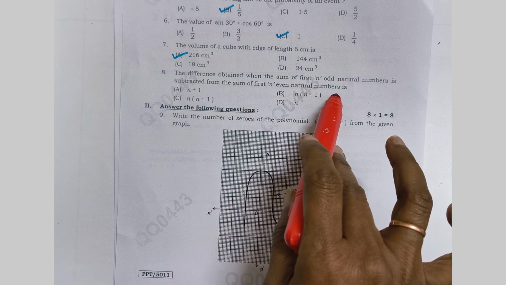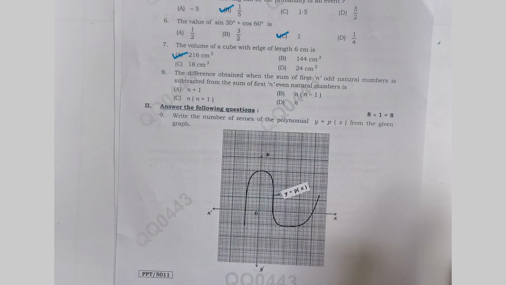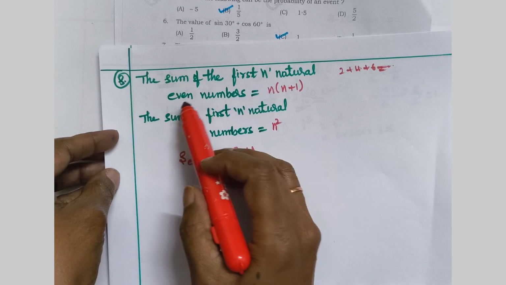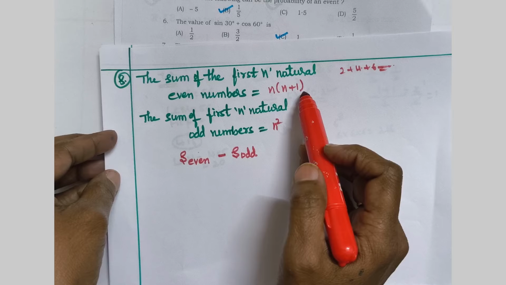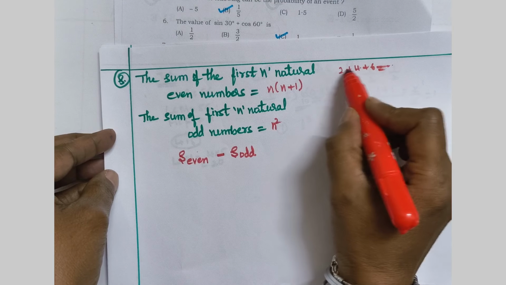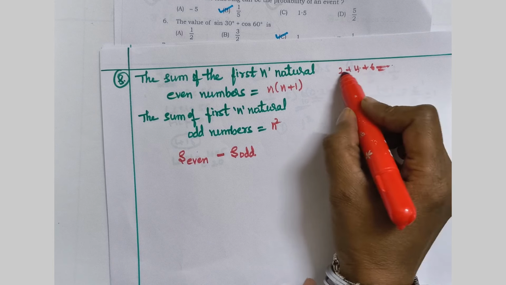So sum of even natural numbers minus sum of odd natural numbers we will find. Now carefully listen. Sum of first n natural even numbers, what is the formula? N into n plus 1. This means, continue, starting with even numbers, 2 plus 4 plus 6.